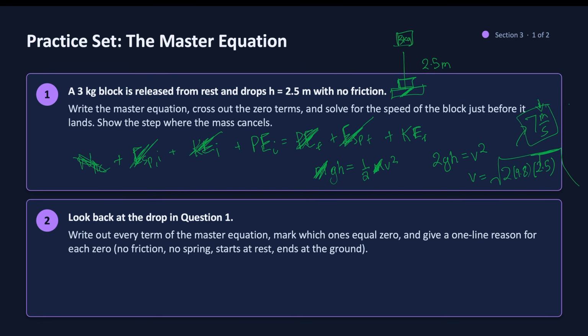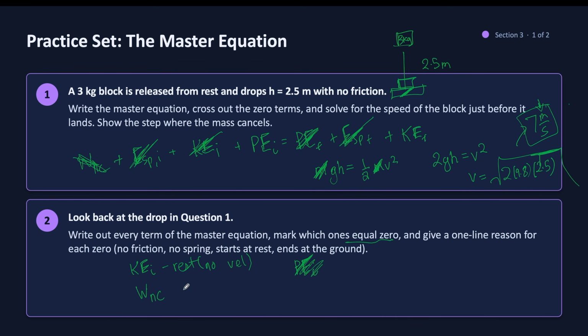So we need to look back at the drop in question 1 and write out every term of the master equation. Mark which ones equal 0 and give a one-line reason for each 0. Okay, so kinetic energy initial: we started at rest, no movement, no velocity, which means 0 kinetic energy. Because 1/2 mv squared, if v is 0, the entire thing becomes 0. Potential energy initial, we don't need to mark out, because it's not equal to 0. It does have a value.